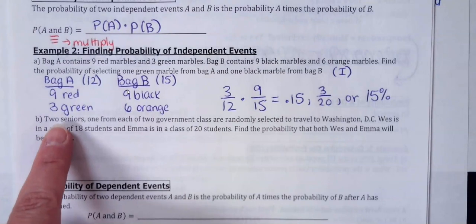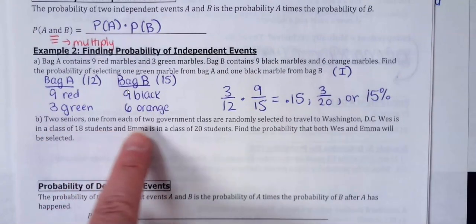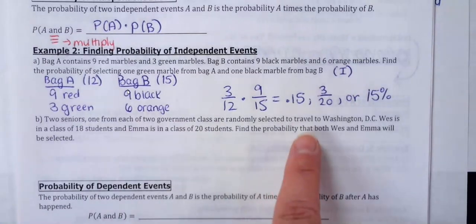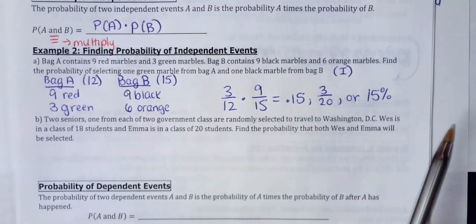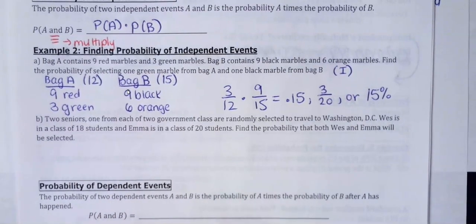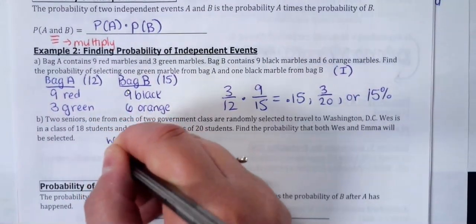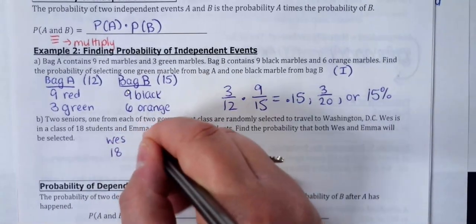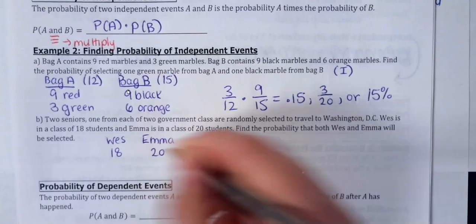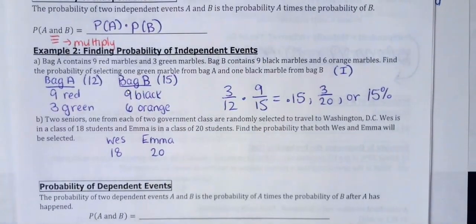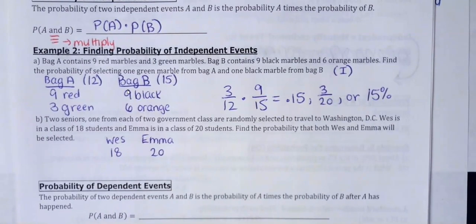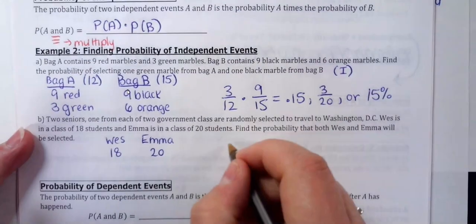The second question says 2 seniors, 1 from each of 2 government classes, are randomly selected to travel to Washington, D.C. Says Wes is in a class with 18 students. So Wes's class has 18 people, and it says Emma's class has 20 people. Find the probability that both these 2 specific people get selected to go on this field trip. So what would be the probability that I draw Wes out of his class to go on the field trip? Go ahead. 1 out of 18, like, right, he's 1 kid out of 18 total.